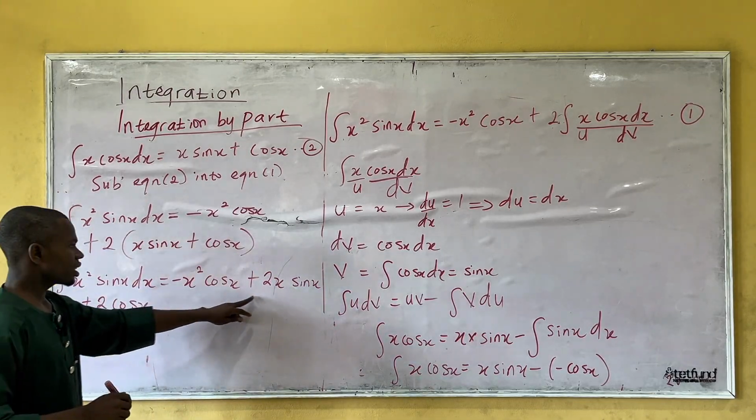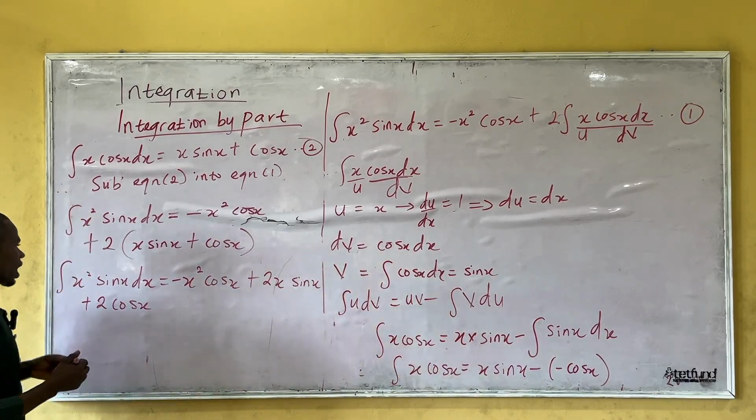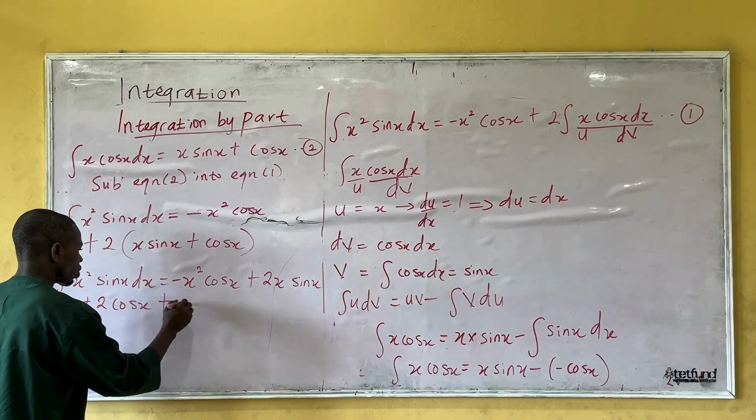If there are like terms, let's see. There are no like terms to add together. So this is our final answer for the question. Then we put in our constant, plus c.